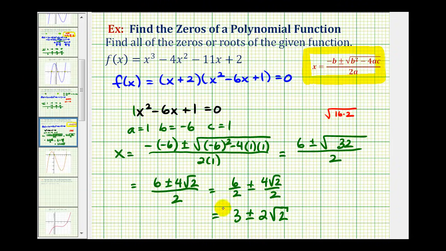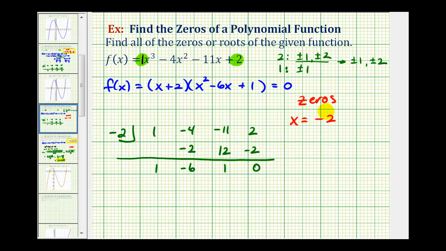These are the two remaining zeros of our cubic function. So we go back to the previous slide. We now know our zeros are x equals negative 2. If we want to separate them, we can write x equals 3 plus 2 square root 2 and x equals 3 minus 2 square root 2.